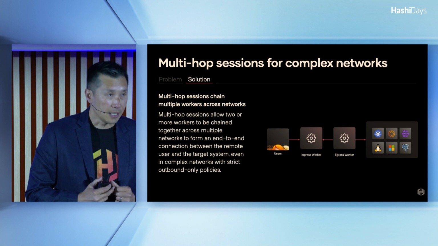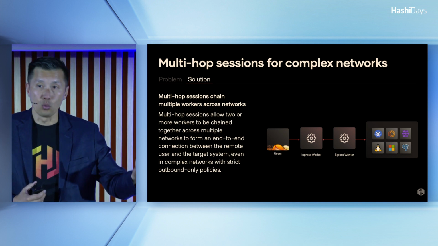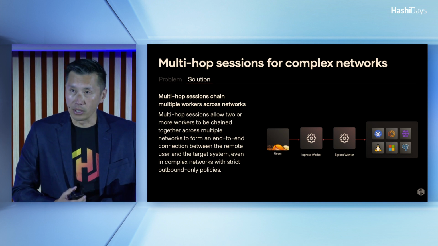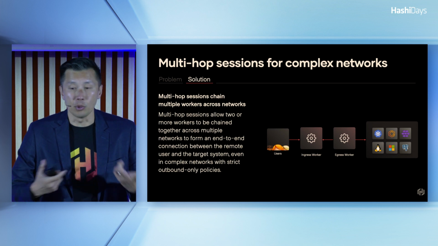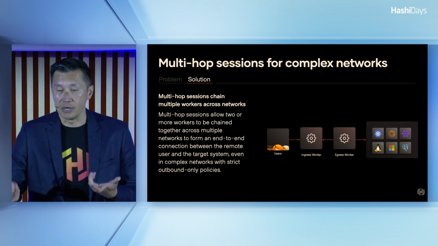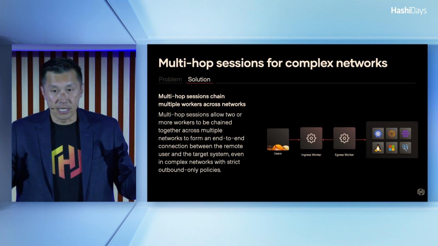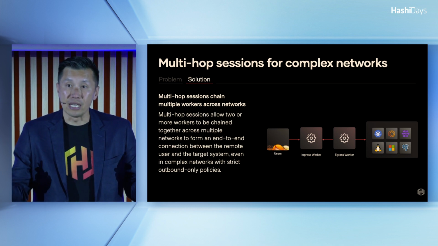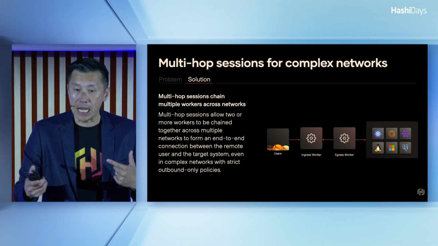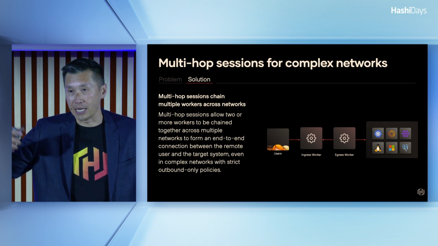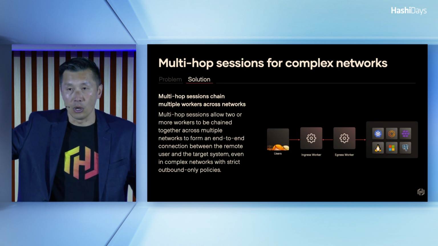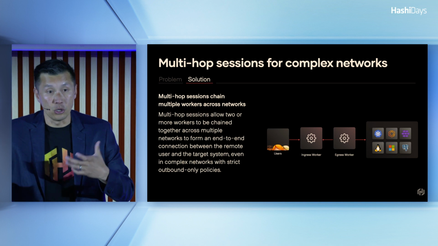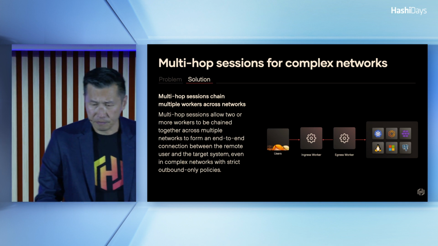So the idea here is that instead of one worker in that one network that I showed you earlier, you can have multiple workers across these multiple different networks. And then these different workers would connect to each other and form an end-to-end chain where the users would connect, and finally be able to get proxied all the way to the end network, right? And again, the user doesn't have to know about any of this stuff.